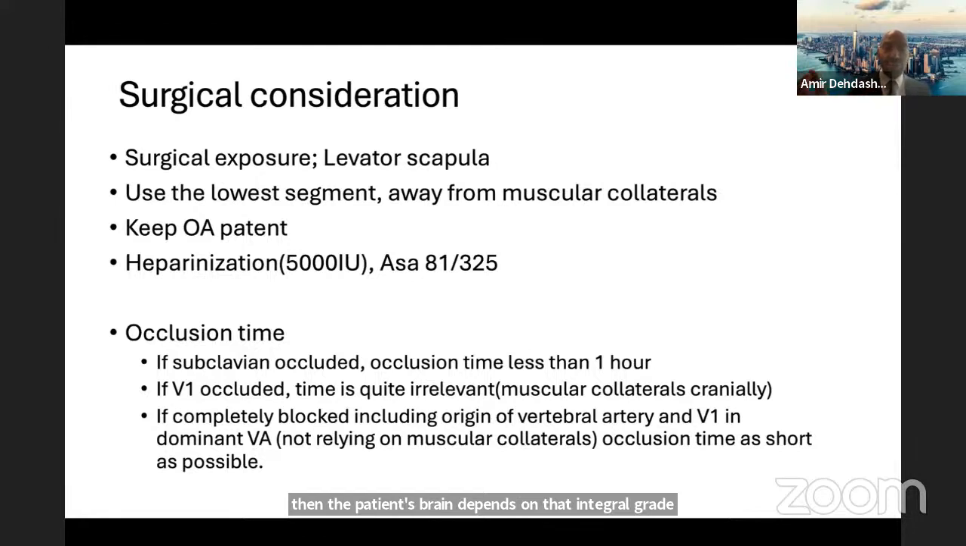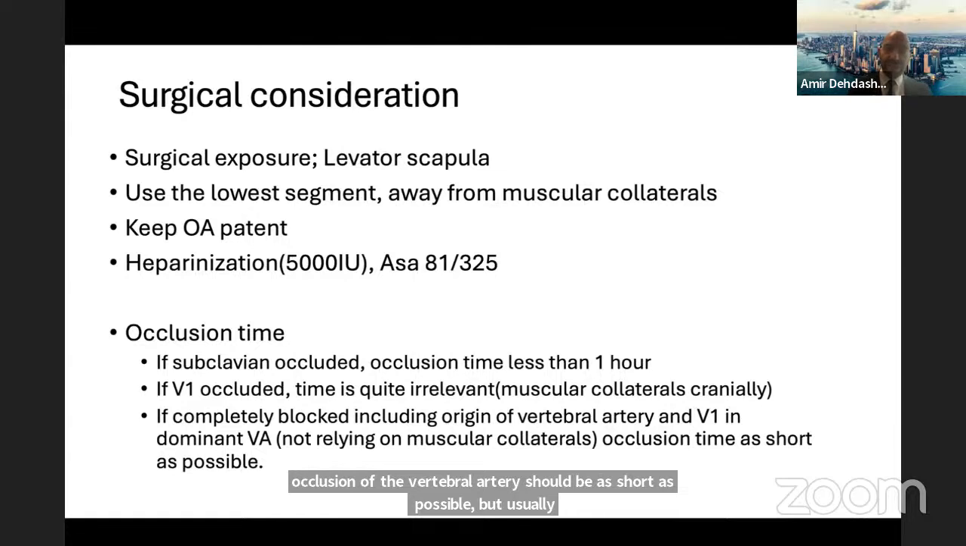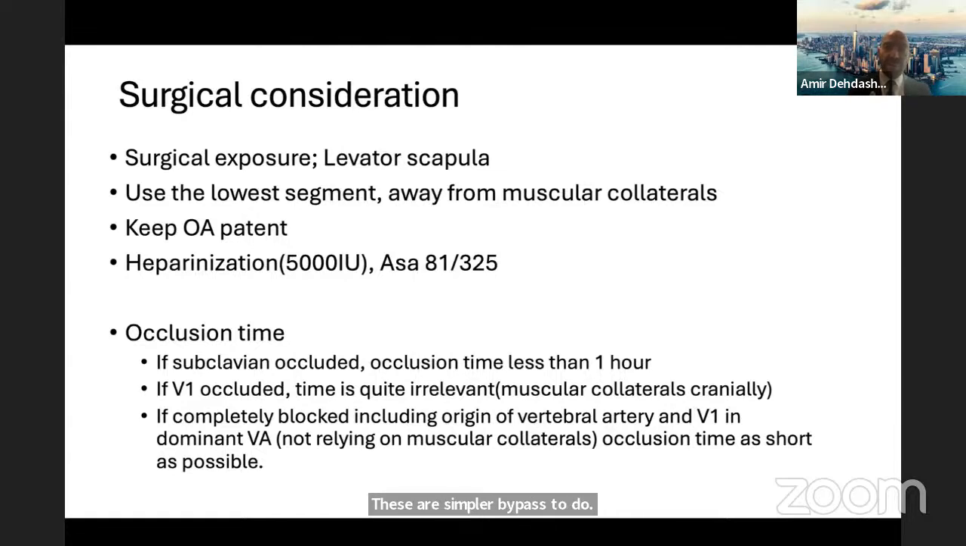So that means your occlusion time is very crucial. It's direct ischemia to the brain. Obviously, the occlusion of the vertebral artery should be as short as possible, but usually these are simpler bypasses to do. Yes, the vertebral artery is deep, a deeper bypass, but for a bypass surgeon who does bypass inside the brain, let's say even MCA, or in the Sylvian fissure, or on the PCA, these bypasses are way easier than those. It should not take more than 20 to 30 minutes to sew the vertebral artery in an end-to-side fashion. So these are the considerations that I would like you to keep in mind.